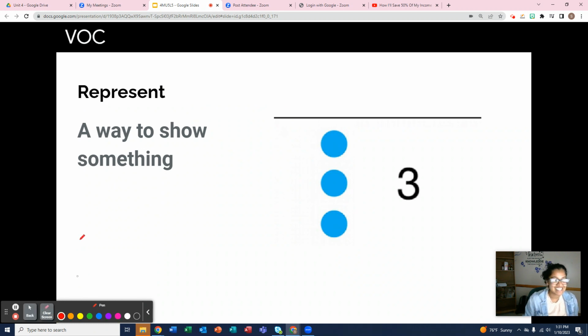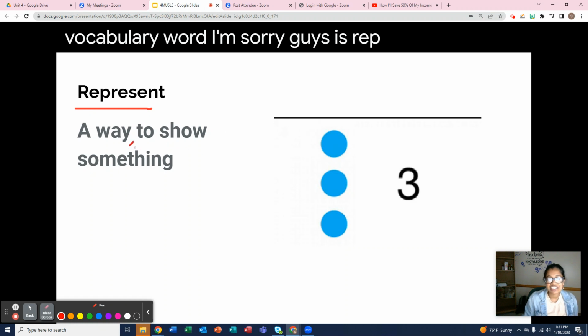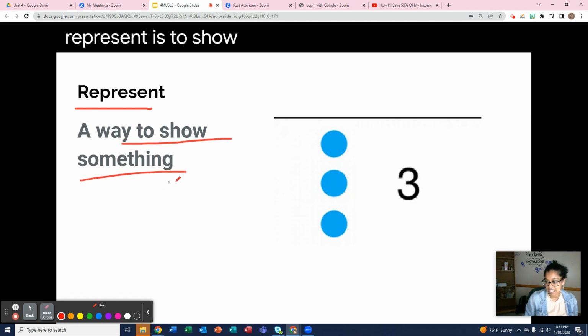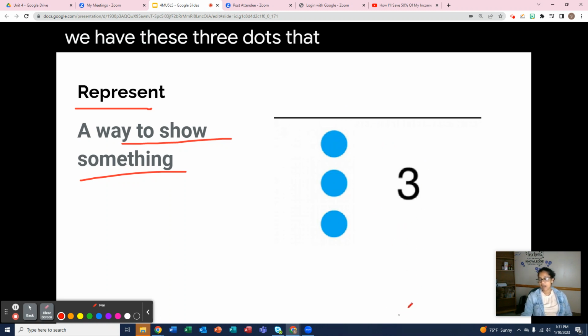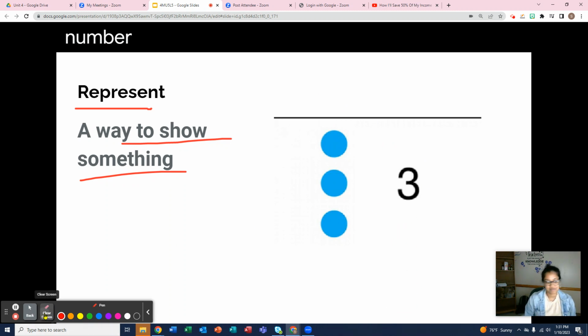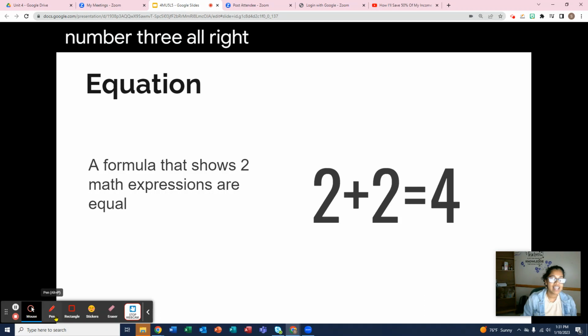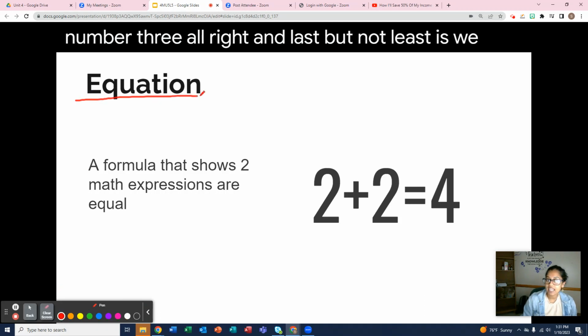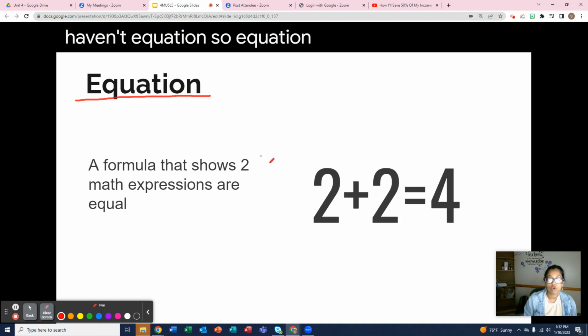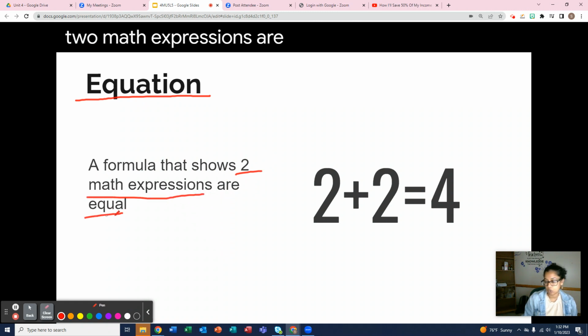Our next vocabulary word, I'm sorry guys, is represent. So represent is to show something in some way, right? So we have these three dots that is represented by the number 3. All right. And last but not least is we have an equation.